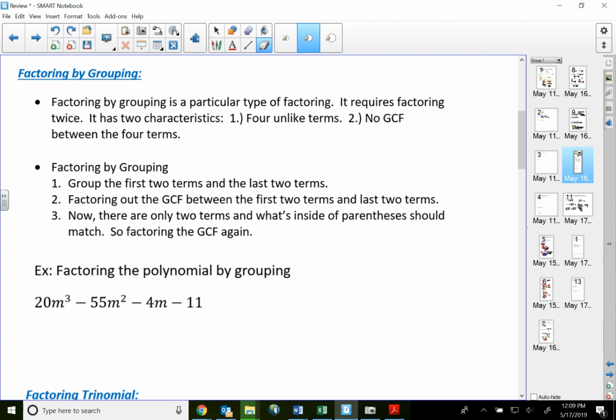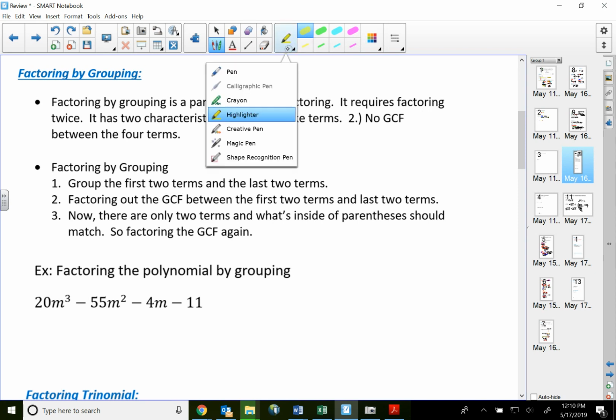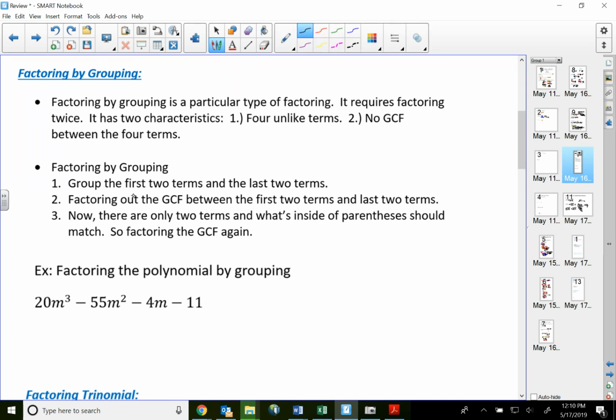So the way we do grouping is we can group the first 2 terms and the last 2 terms first, or sometimes we can do the first and third, second and fourth. You can group them differently, but the easiest way initially is to group the first 2 and the last 2. Let us change this problem to a plus sign right here. All right, group the first 2 and the last 2.